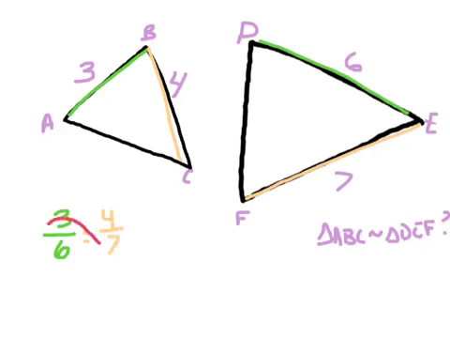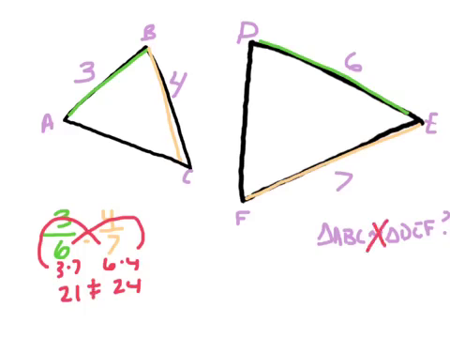If I do the cross products, 3 times 7 gives you 21, 6 times 4 gives you 24. These are not equal, so these cannot be similar. Okay, these will not be similar. The reason being is because they're not proportional.